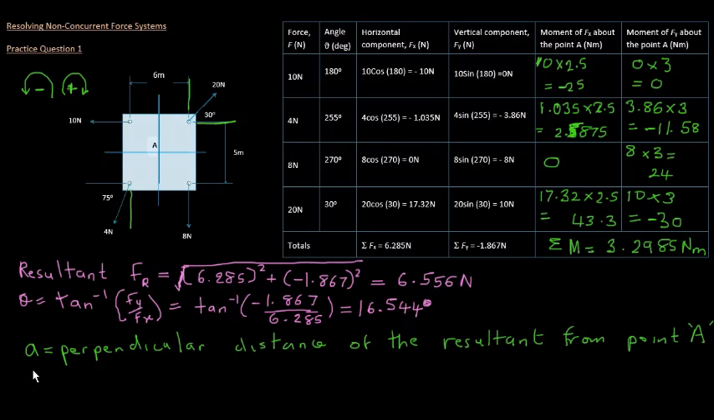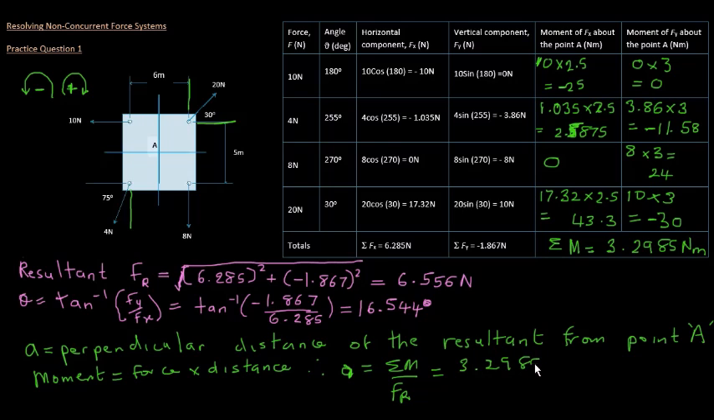And we know that the formula of moments is equal to force times perpendicular distance. Therefore, the distance A is going to be the sum of the moments divided by FR. So if you take the sum of the moments and divide it by this, you get A, which is going to be 3.2985 divided by 6.556, which is this, and that equals 0.50312, and it's going to be in meters.